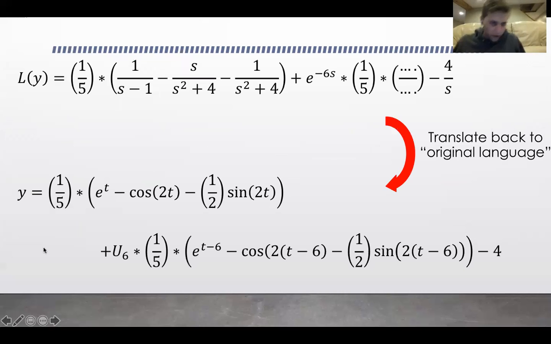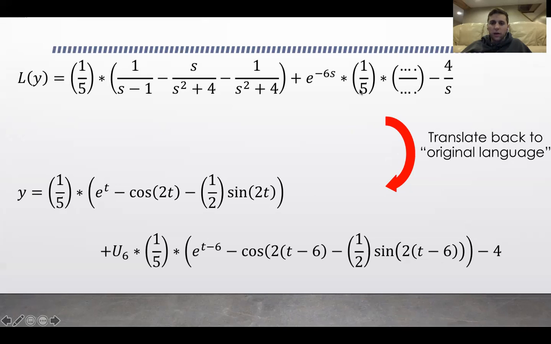So when we do this, this 1/5 just carries along. 1 over s minus 1 from our tables translates to e to the t, and then s over s squared plus 4 translates to minus cosine of 2t. And then 1 over s squared plus 4 translates to minus 1/2 sine of 2t. The 1/2 comes in there because this would really be s squared plus 2 squared, meaning our a is 2, and we should have a 2 on top there. So when we transform back, we need to put a 2 in the denominator and make it 1/2.